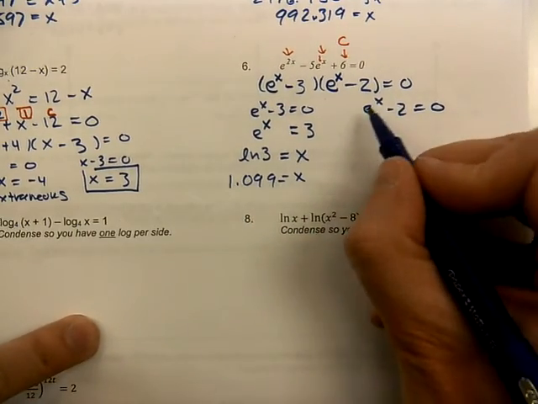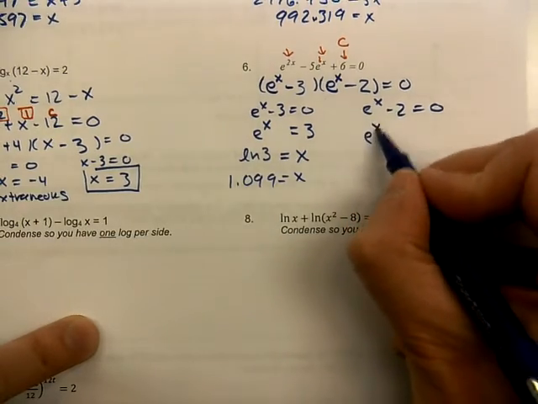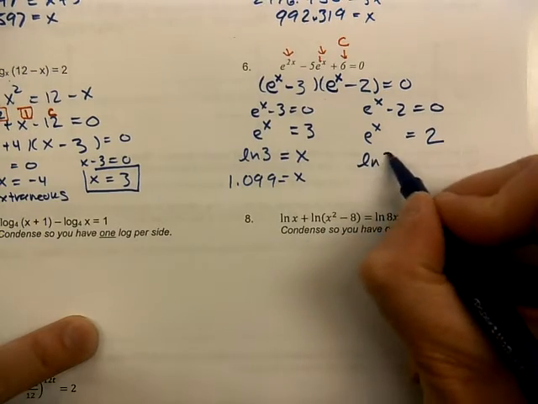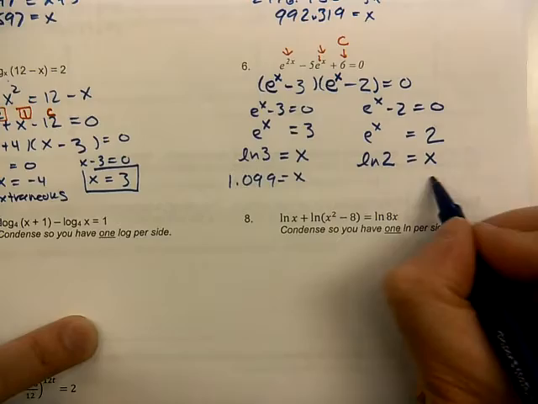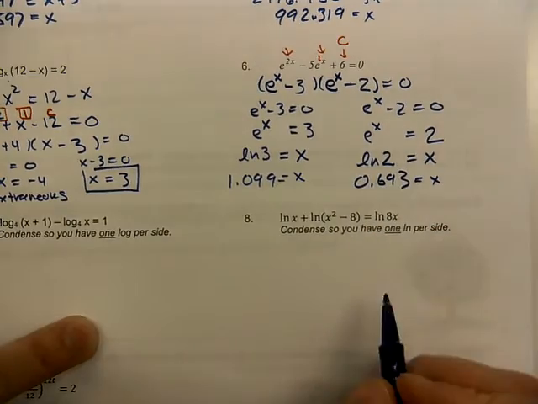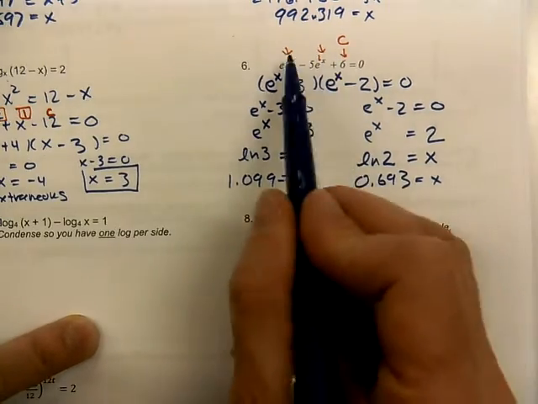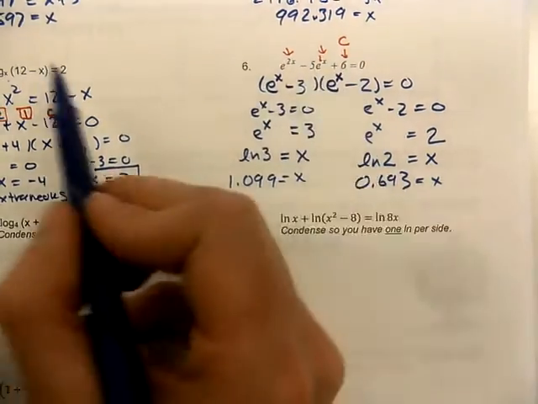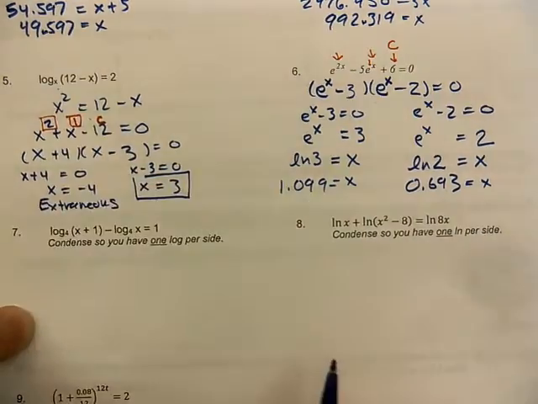Same idea over here. We have e to the x minus 2. We want to get the e to the x by itself. Move the constant term to the other side. Turn that into a logarithm. Natural logarithm of 2 equals the exponent. That's your exact answer, and our decimal value is 0.693. Both of them are positives, but I don't have to check for extraneous solutions because this is an exponential pattern. Only with logarithms do you have to check to see if you have an extraneous solution.